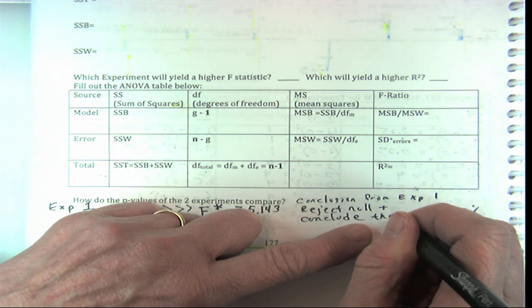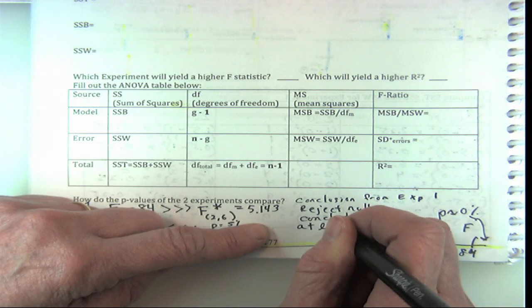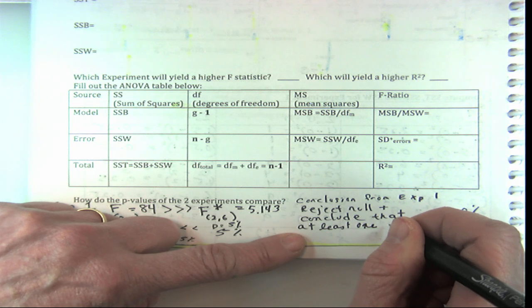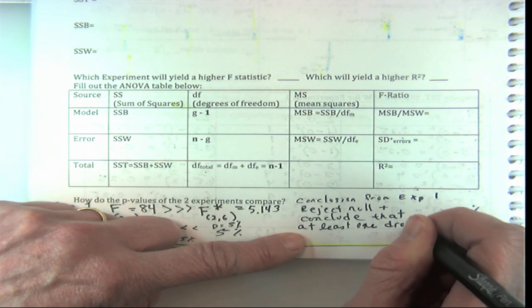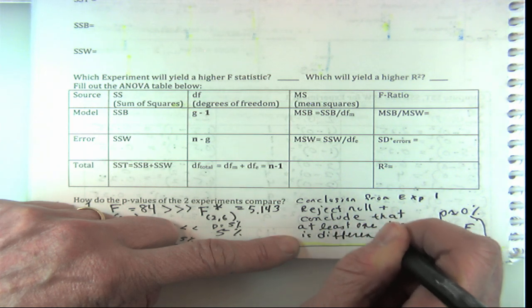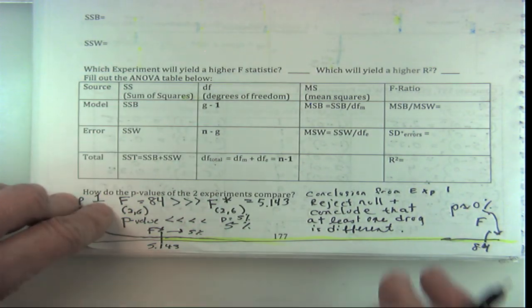We don't conclude that they might all be different, just that at least one drug is different, has a different mean in the population, that the mu in the population is different. From our sample, we can conclude that. So, any questions on that? You're going to do this one. I think you know what to do. Just do the same exact thing as we did here.